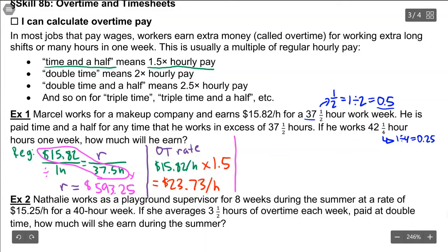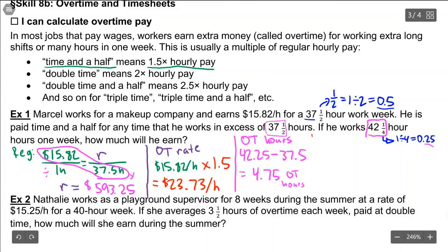Now our next step, we need to figure out how many hours he works in overtime. He doesn't get the overtime pay for the full 42.25 hours because he's already been paid for the first 37.5 hours. So his overtime hours is going to be the difference between the two. And a difference literally means subtraction. That's the math word for subtraction in a word problem, or if you're talking about what you're going to do. So this 42.25, the quarter we said is 0.25. So this is 42.25 hours minus the 37.5 hours that he's already been paid for. And so his overtime hours are 4.75 overtime hours.